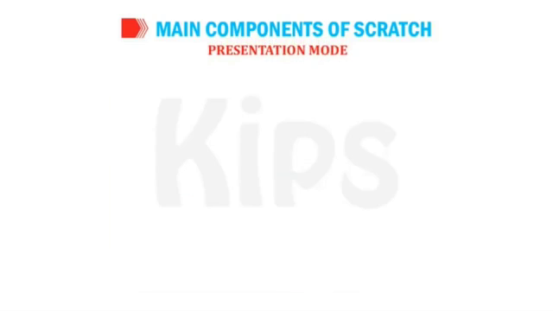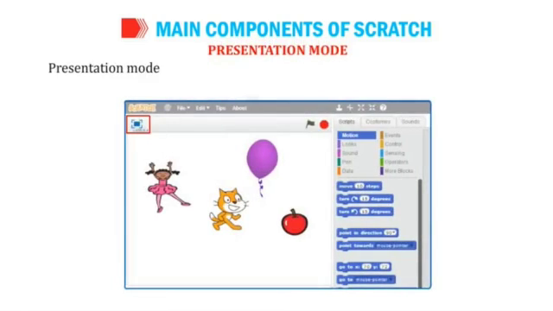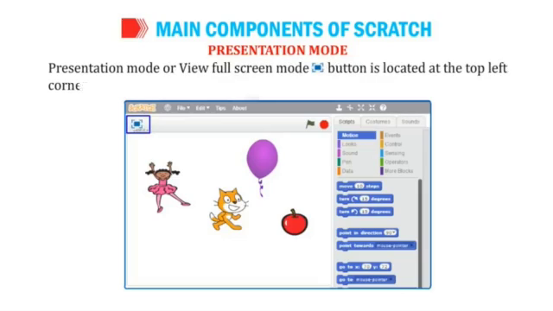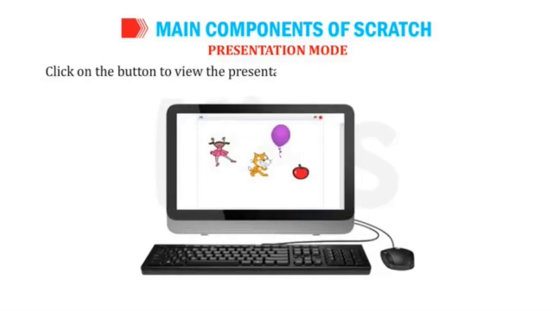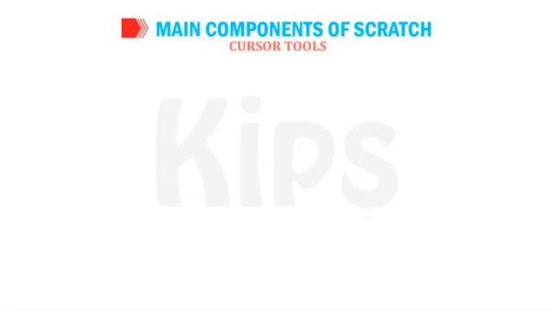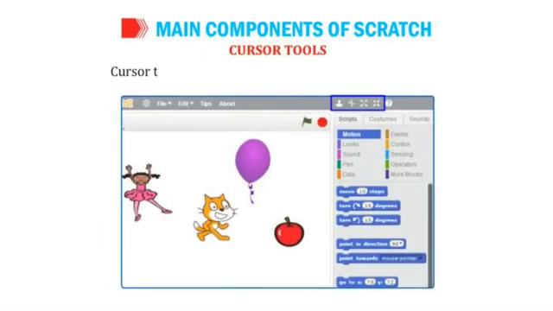Presentation mode. The presentation mode, or full screen mode button, is located at the top left corner of the stage. Click on the button to view the presentation of your project in full screen mode. Cursor tools. Cursor tools are located at the top of the Scratch window. They provide 4 tools to perform different operations.